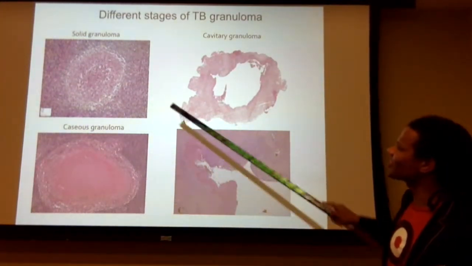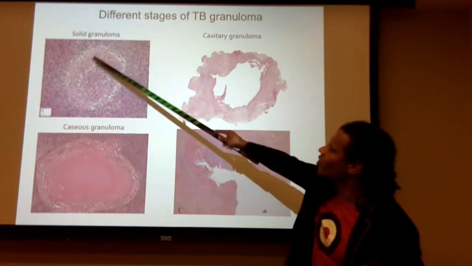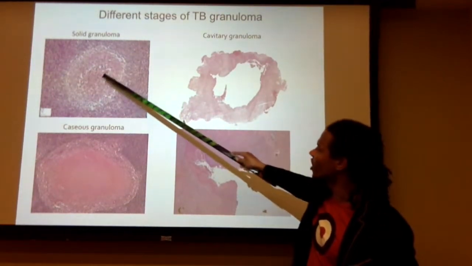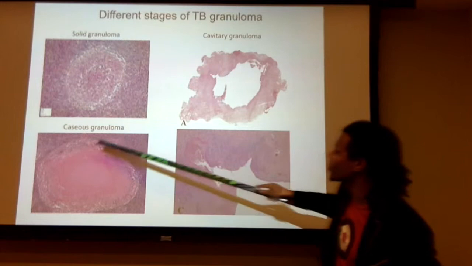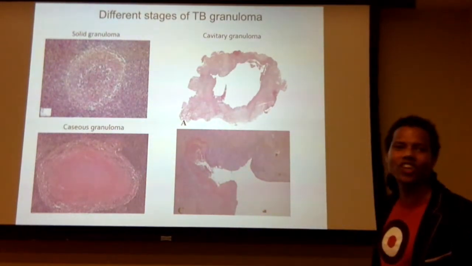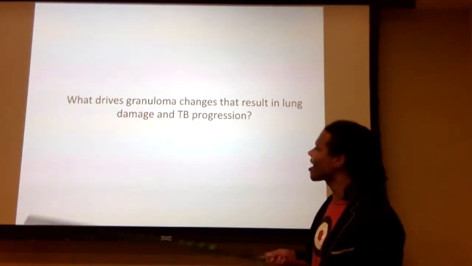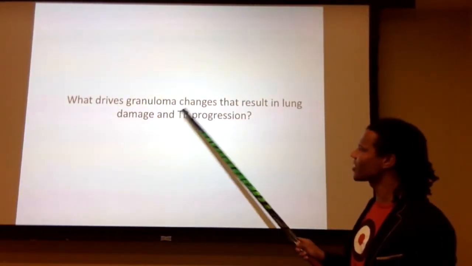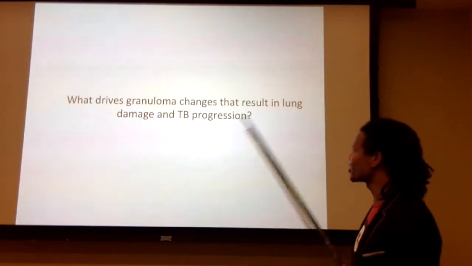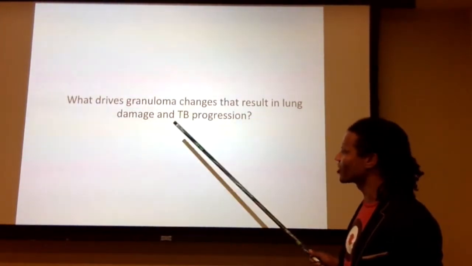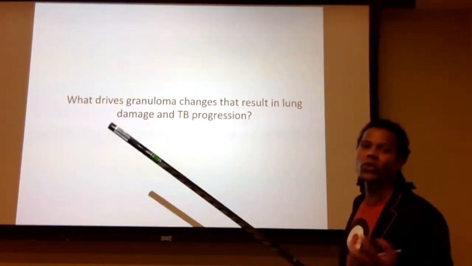So it's really important to understand the events that lead from normal containment in solid granulomas to damage associated with caseation and eventually cavitary TB. So basically, what we are interested in here is answering the question of what exactly drives granuloma changes that are associated with TB damage or TB progression through lung damage.